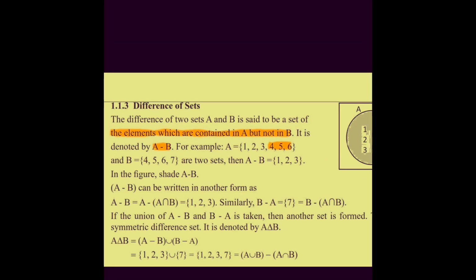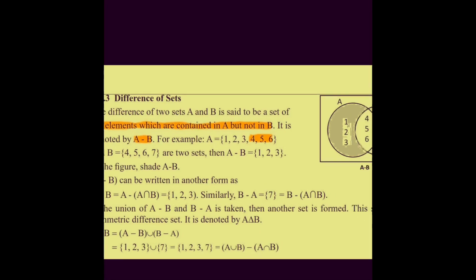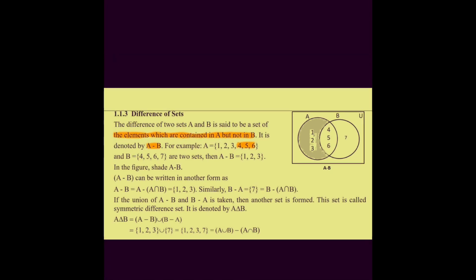And A minus B can be written in another form, as A minus A intersection B, where A intersection B is removed from the first set. And obviously it is different from B minus A. So for B minus A, you have to write only the elements of B not in A. So there is a difference between A minus B and B minus A that students should be concerned about.